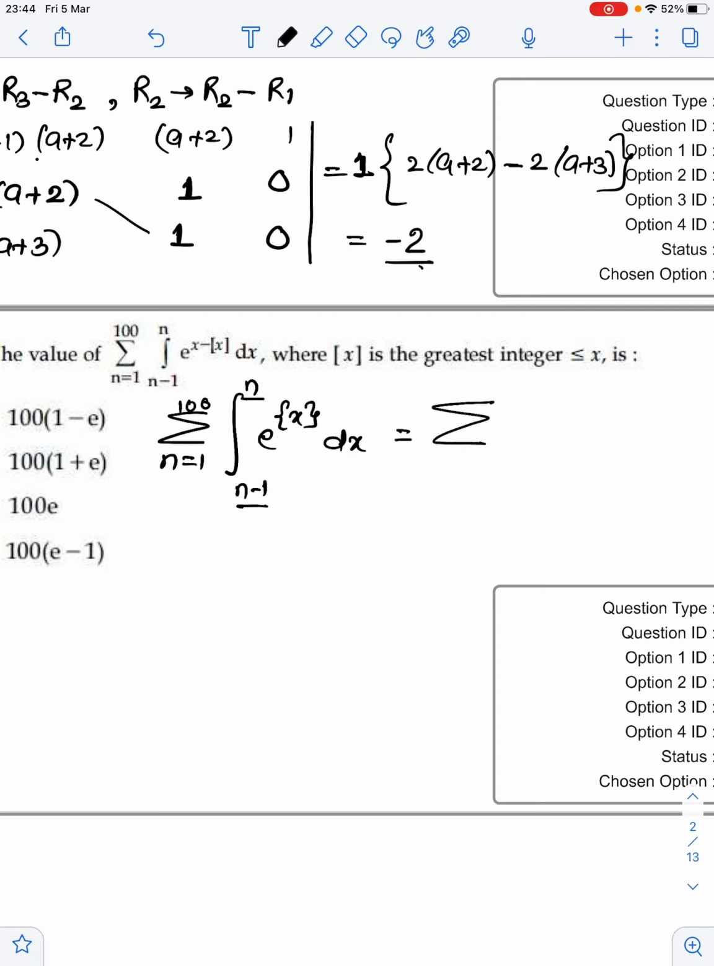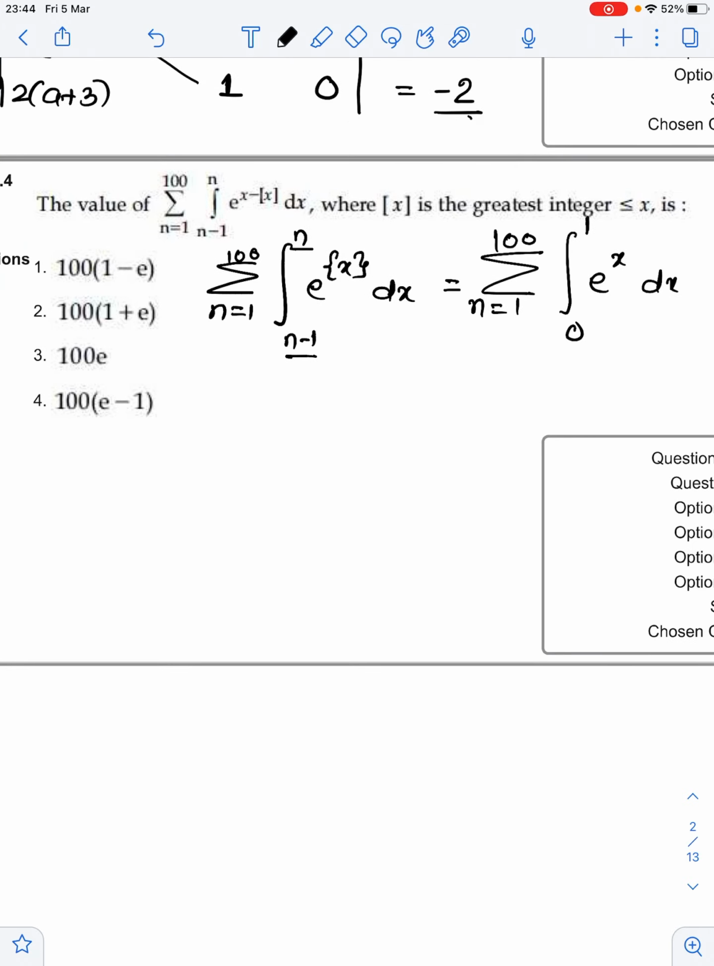So this is equivalent to the same as the integration from 0 to 1 only. When x goes from 0 to 1, e to the power fractional part of x becomes e to the power x only, for n equal to 1 to 100. So this is sigma of e minus 1 for n equal to 1 to 100. Obviously this is a constant value independent of n, hence it will be repeated 100 times. So 100 times e minus 1 is the final answer.